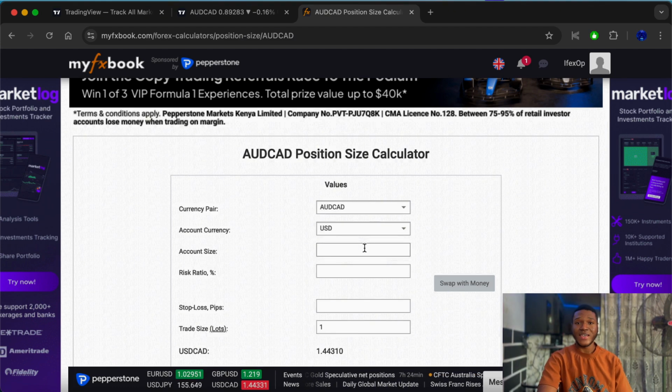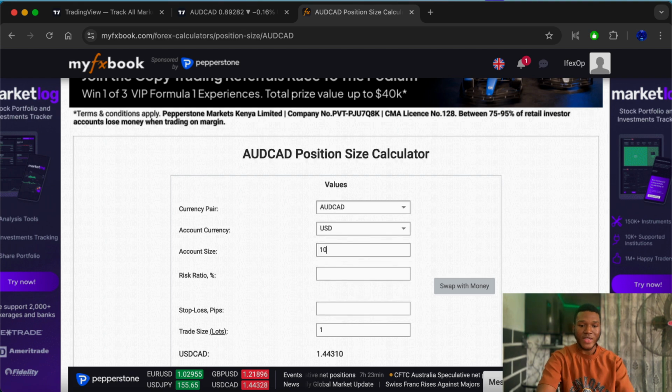Then let's say the account size. This is a small account. I will say it's $10 for the account size. Then the risk to reward ratio. Since we're using a small account, the risk ratio of a small account is usually very, very big. You can be risking as high as 20-30%. If it were a big account, you could be risking just 0.5% to as high as 2%. But since it's a very small account, I would not even advise you to use the risk to reward ratio.